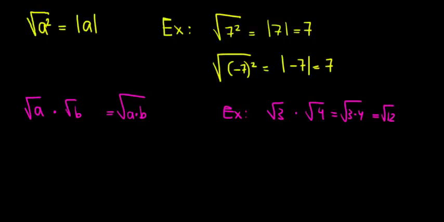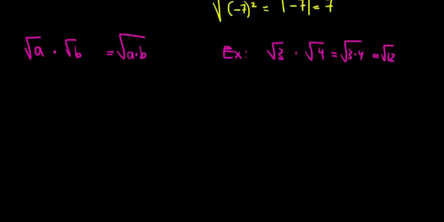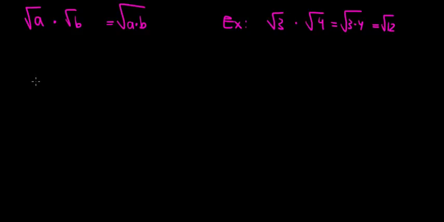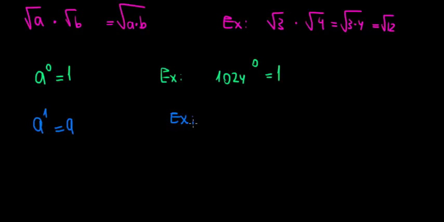Okay, let's finish off with some last properties. What is any number to the power of 0? A to the power of 0 is equal to 1. For example, the number 1024 to the power of 0 is just 1. What is any number to the power of 1? A to the power of 1 is just a. For example, 500 to the power of 1 is equal to just 500.